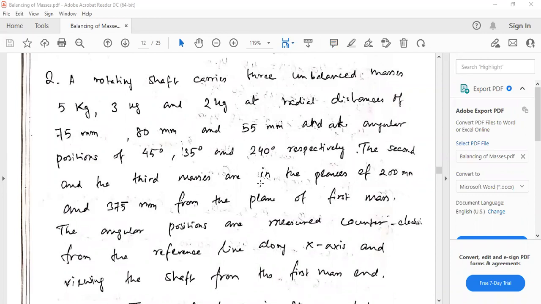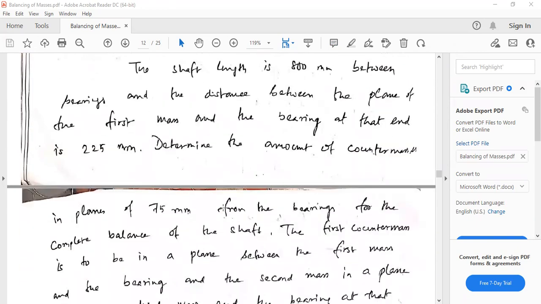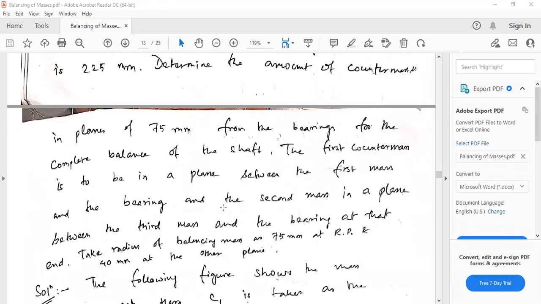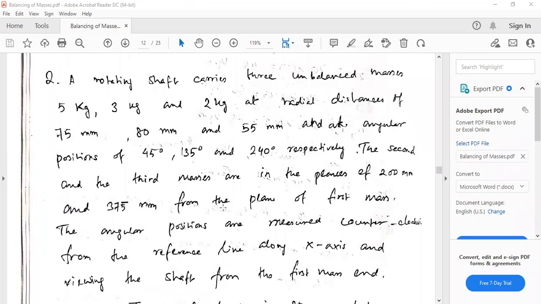In this video, I'll be discussing the numerical of balancing. In this numerical, we have several masses which are not in the same plane. So let's read out the numerical here.